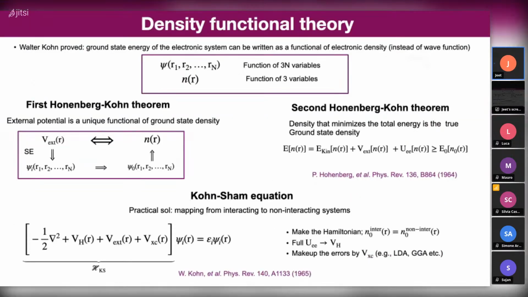Then, this is not exact, so we have error, and we dump all the errors into the exchange and correlation. In practice, if we knew the exact form of the exchange correlation, we would be able to solve density functional theory exactly. So far that is not possible, so we have reliable approximations: local density approximations, generalized gradient approximations, hybrid functionals. And these are the Kohn-Sham equations. If we manage to do this mapping from the interacting to the non-interacting system, we get the single body Hamiltonian, so we can easily solve it.